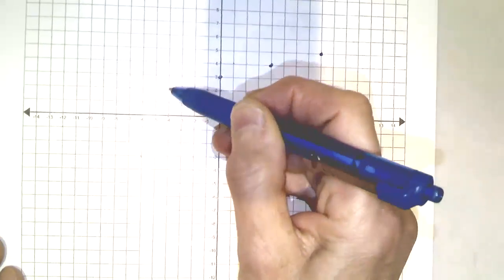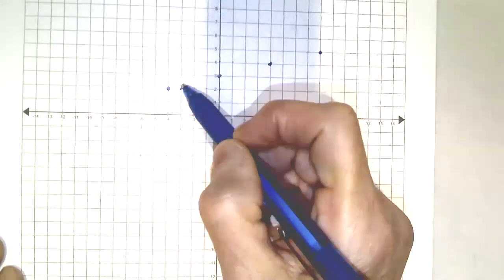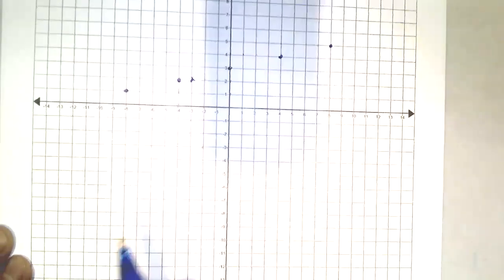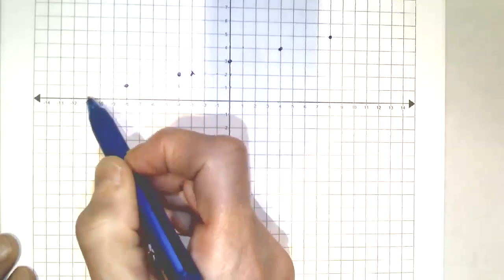Oops, 1, 2, 3, 4. That doesn't count. Down 1, 1, 2, 3, 4. Maybe I'll go one more. Down 1, 1, 2, 3, 4. Down 1, 1. No, I'm out of room.